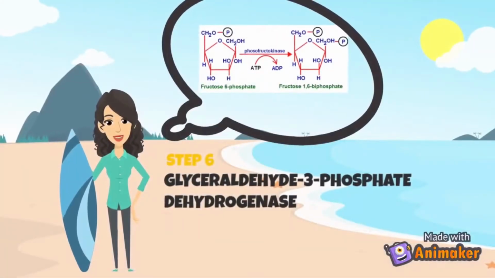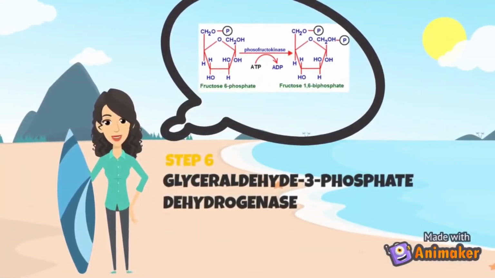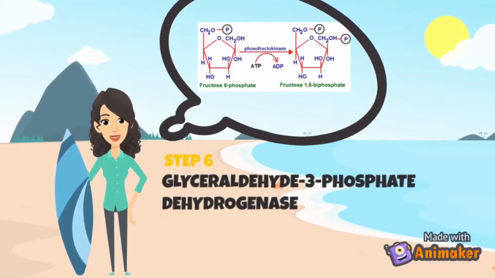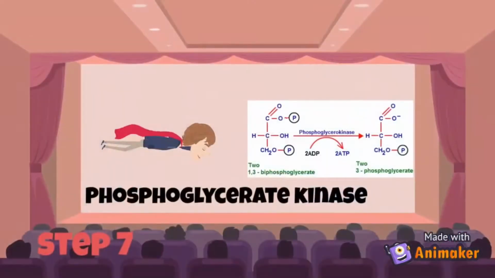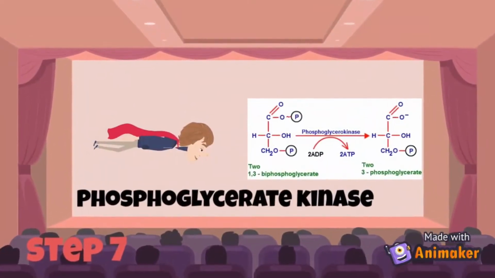Glyceraldehyde 3-phosphate dehydrogenates and adds an inorganic phosphate to glyceraldehyde 3-phosphate, producing 1,3-bisphosphoglycerate. Phosphoglycerate kinase transfers a phosphate group from 1,3-bisphosphoglycerate to ADP to form ATP and 3-phosphoglycerate.